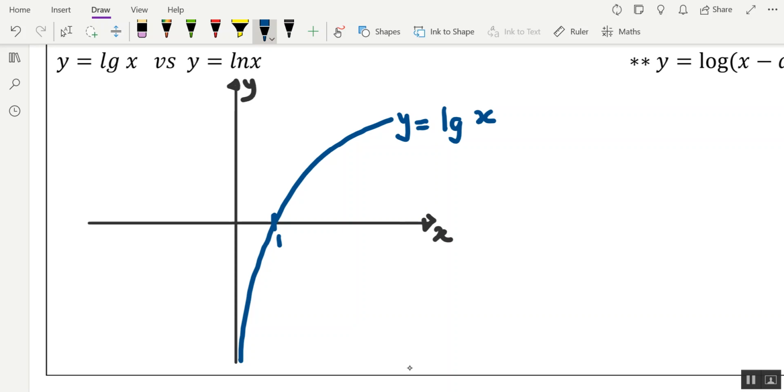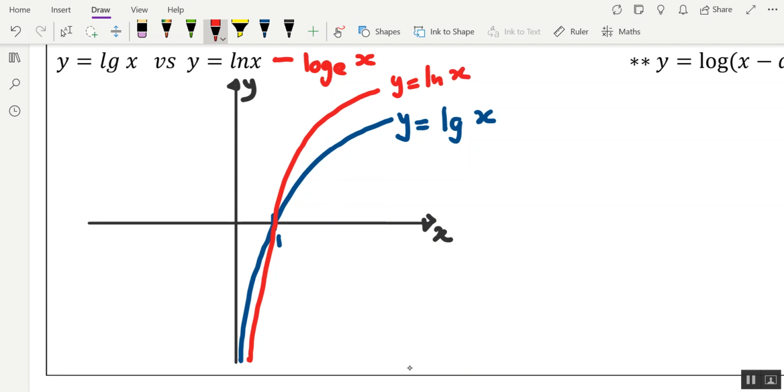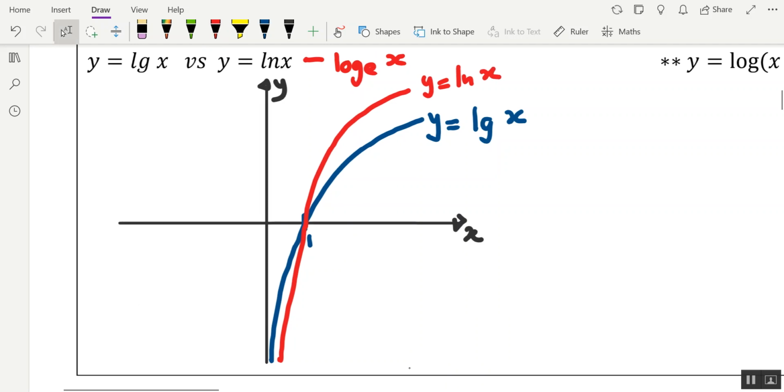Now if you have ln x, remember ln x is log base e. At the start of the video I said that e is 2.71, and versus log base 10, ln has a smaller base. So if you have a smaller base, I start on top of the other graph, I go towards 1, and once I pass 1, I will go higher than log base 10. So this is called y equals ln x. In the next video, I will explain the relationship between the exponential graph and the logarithm graph.